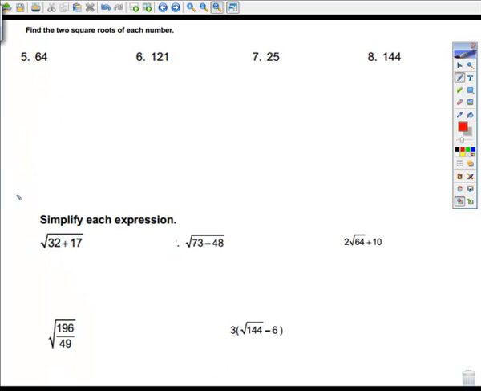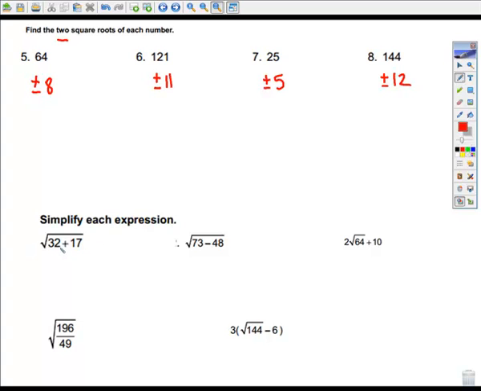Here they're asking us to find the two square roots of each number. So 64 is just positive and negative 8. 121 is positive and negative 11. 25 is positive and negative 5. And 144 is positive and negative 12. Piece of cake. If you need to use your table for some of the larger numbers, go ahead, but try to memorize them. It's going to make it a lot quicker.